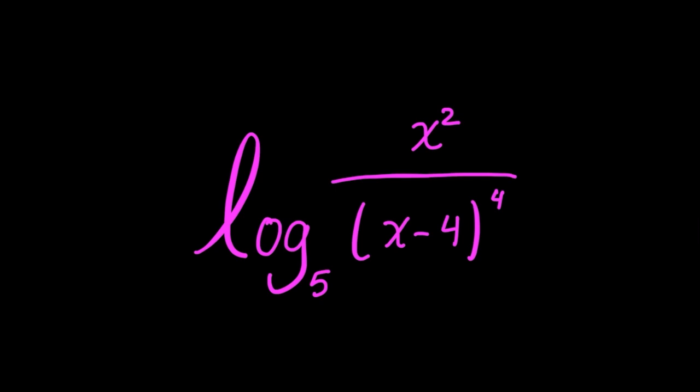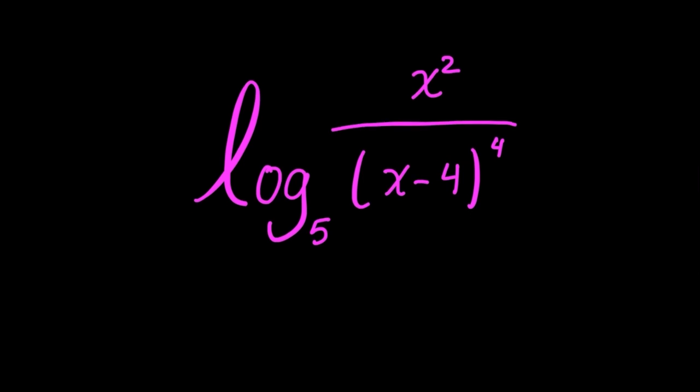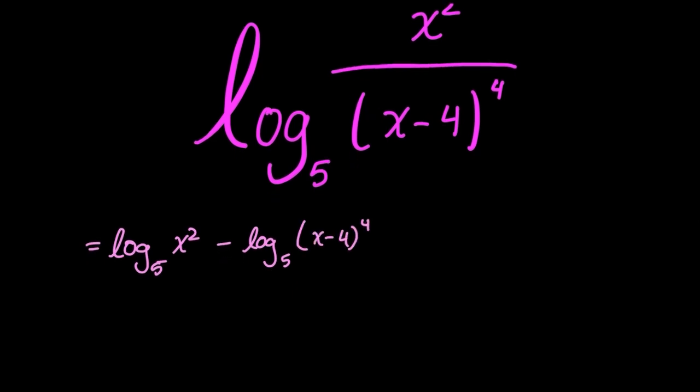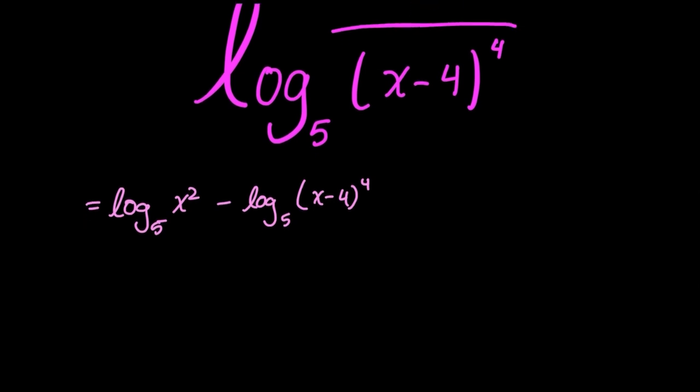Now for this example, you have log base 5 of x squared divided by x minus 4 to the power of 4. This one might seem a little more complicated, but let's do this by steps. So I can immediately see that I have a quotient, so let us apply the quotient property. So let's break this up into two pieces. So I have log base 5 of x squared minus log base 5 of x minus 4 to the power of 4. Now I see that I have exponents in both of my terms, so I could take these out.